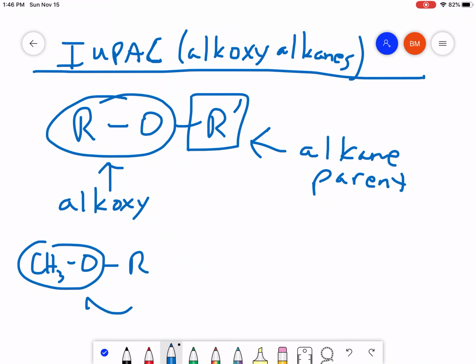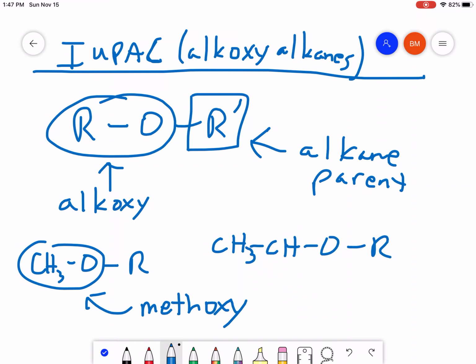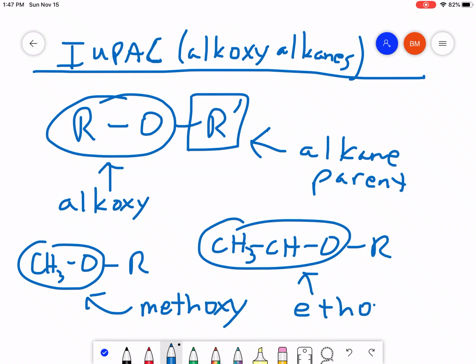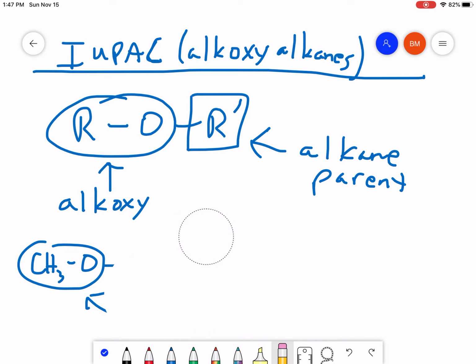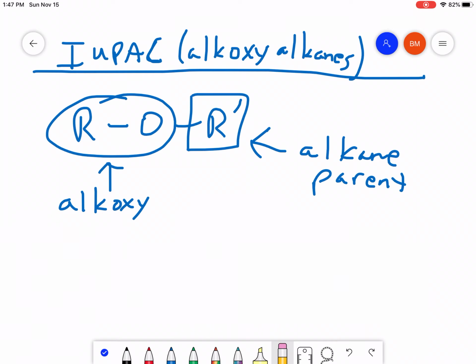In that case, since it's a methyl group, it would be called a methoxy. If we had 2 carbons, it would be called ethoxy, and so forth and so on. Okay? So that's what I mean by an alkoxy group. Alright, so how do you decide which one is the parent and which one goes with the alkoxy?